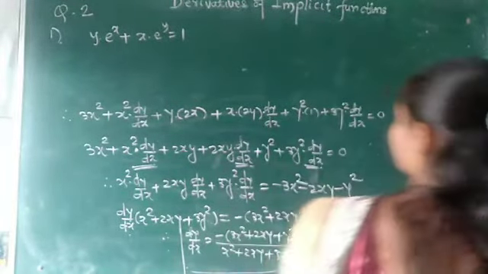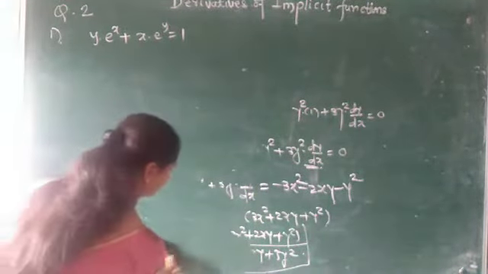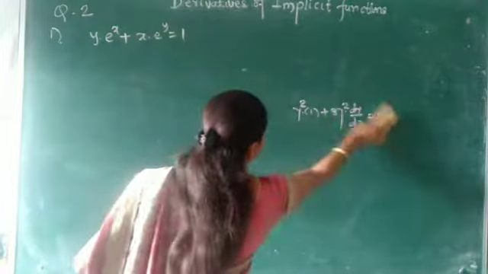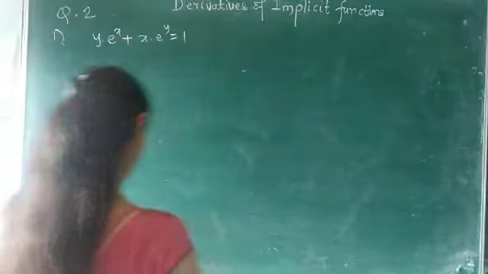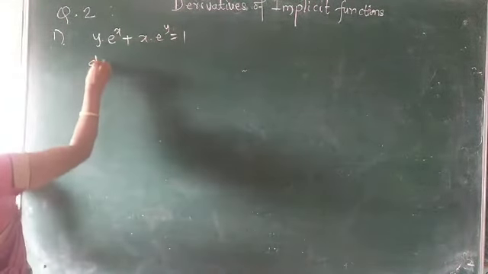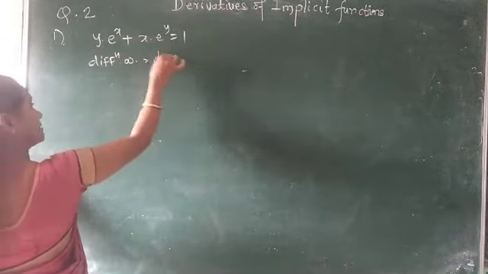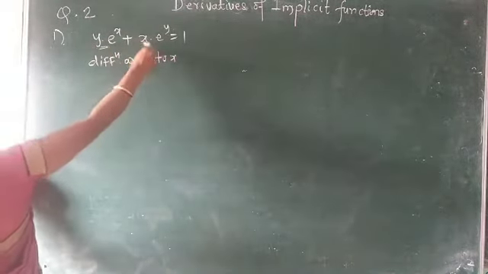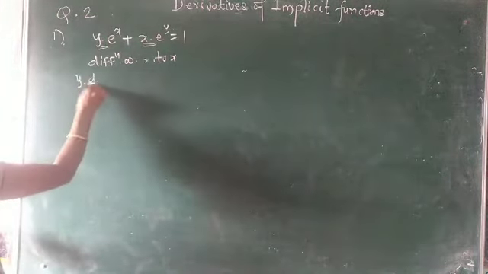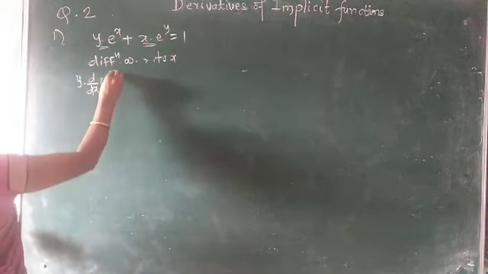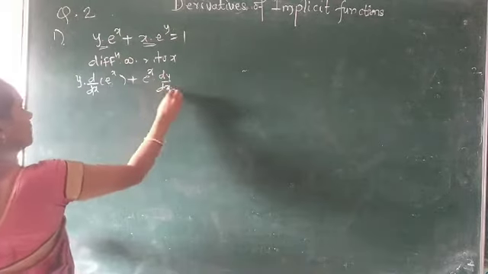y into e raised to x plus x into e raised to y is equal to 1. Differentiate with respect to x. Again we use the product rule in these two functions. First keep y as it is, into the derivative of e raised to x, plus e raised to x into the derivative of y.